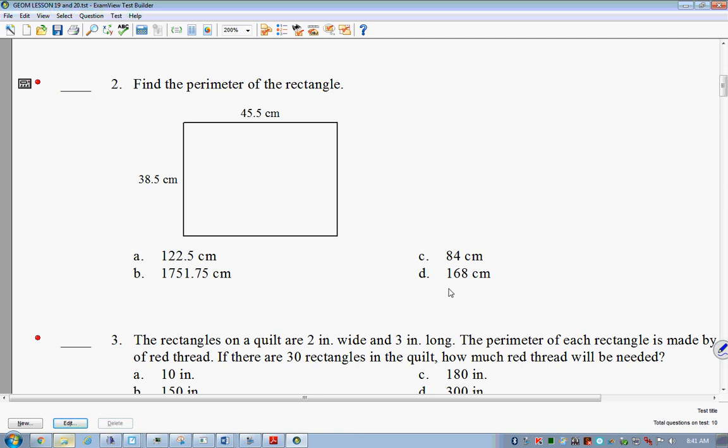Okay. All right, find the perimeter of the rectangle. What do I want to do here? Add up all the sides, right? We want to read the question carefully and not just assume that we're going to find the area. All right, so go ahead and add up all the sides for me. What do you get?